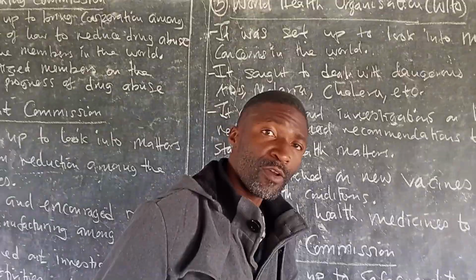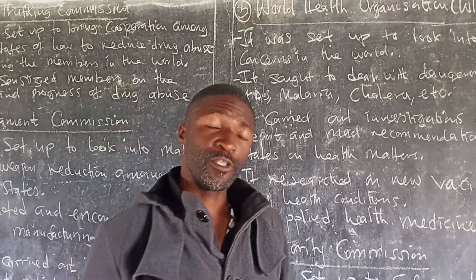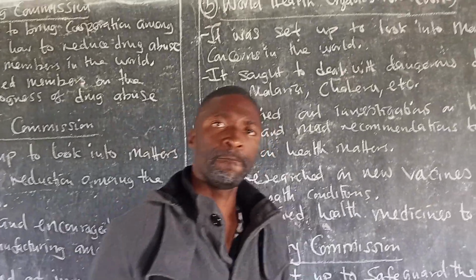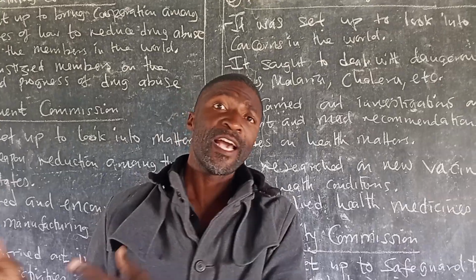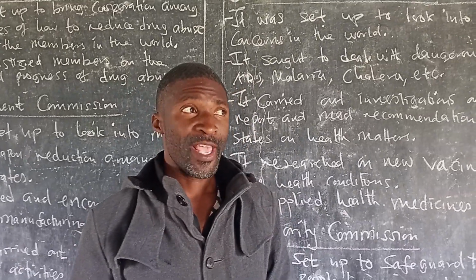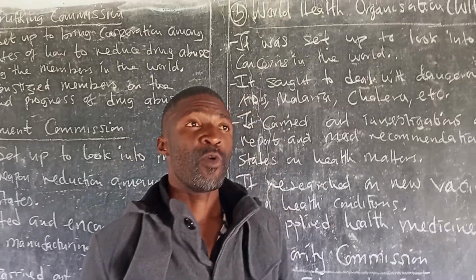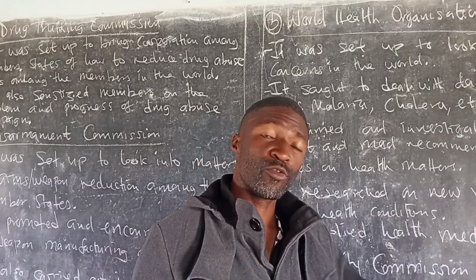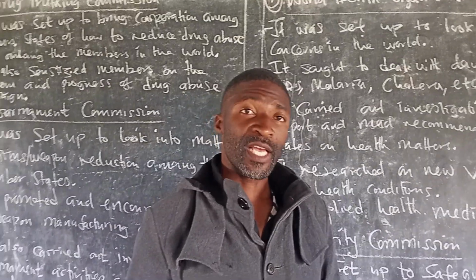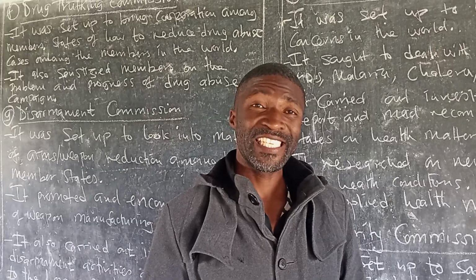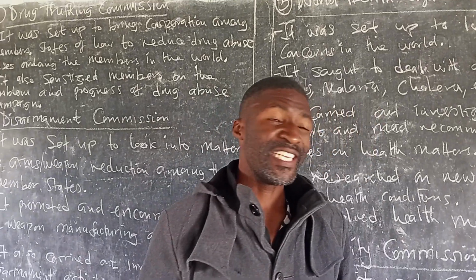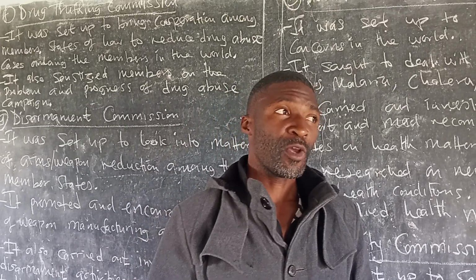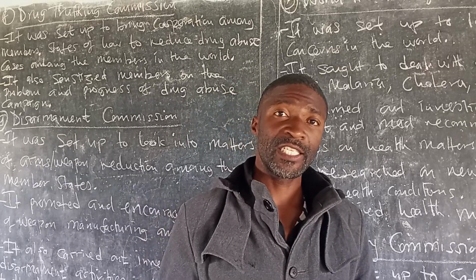Then, last but not least, we have the Refugee Commission. The Refugee Commission was established to ensure that those people who had left their original homeland were resettled or were helped to get back to where they had to be. The Refugee Commission made sure that they provided the essential needs that they could require. You are talking about health, food, shelter, sanitation, and all that.